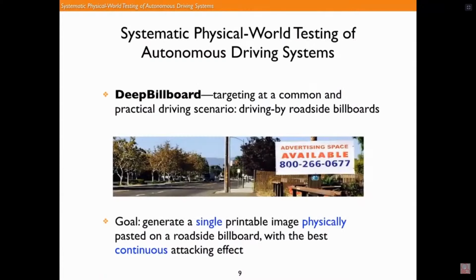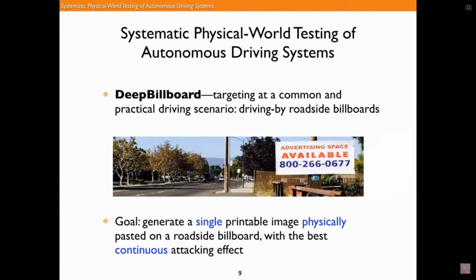Okay, so we present the solution, Deep Billboard, which is a systematic physical world testing of autonomous driving systems. And in order to implement it in the physical world setting, Deep Billboard targets a very common and practical driving scenario where a vehicle may drive by roadside billboards.